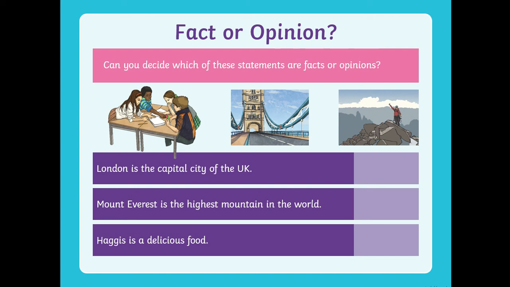Let's have a look at all the answers. Yeah, the first one's a fact. We can't argue against that. Mount Everest is the highest mountain in the world. Well done if you weren't sure about that and you looked it up and you found out first before clicking the answer. Haggis is a delicious food. It might be fact to somebody. They might say it's a fact, but it's an opinion because somebody else would be able to argue that something else is better than haggis and that haggis is terrible to eat.